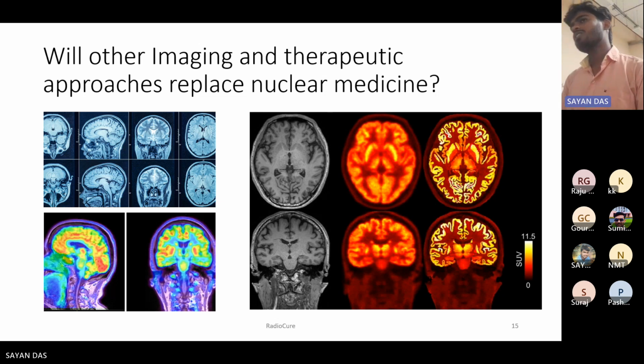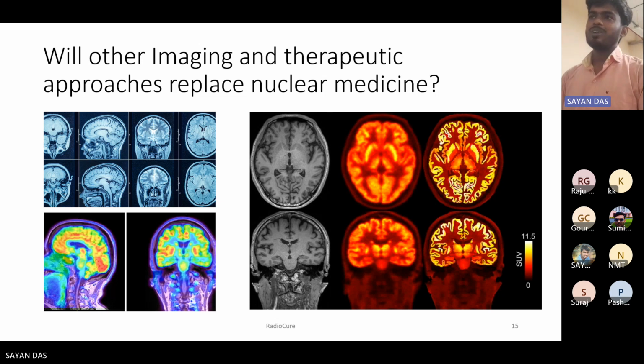And coming to a conclusion, a question is there: will other imaging or therapeutic approaches replace nuclear medicine? Will it ever happen that nuclear medicine will go down and some imaging or therapeutic approach can replace it? Till date, whatever review papers there are, it's sure that no one can replace nuclear medicine. I also told earlier that nuclear medicine's alternative is nuclear medicine itself. So I have shown two pictures here of why we can't replace nuclear medicine.